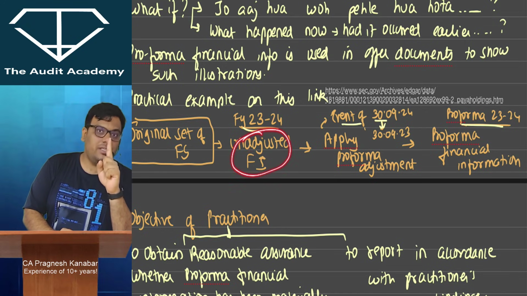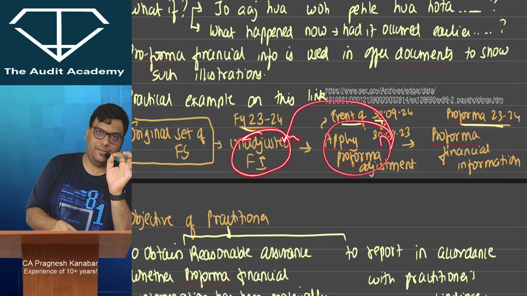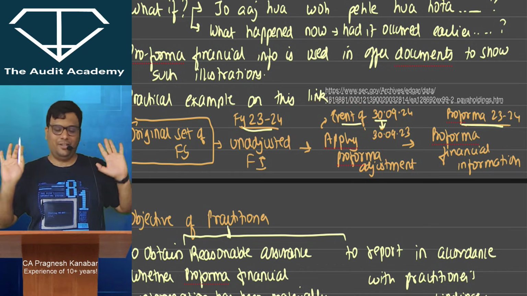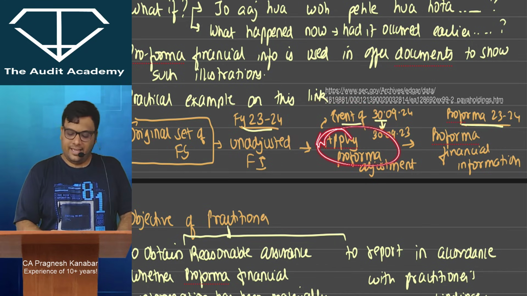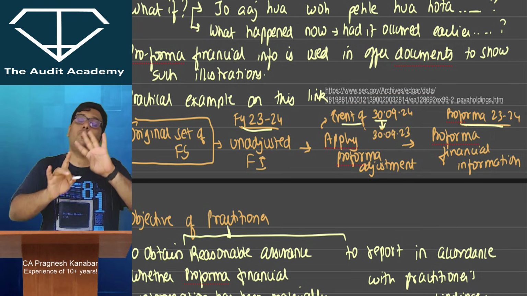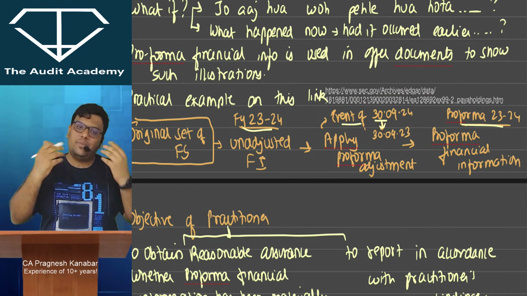One is unadjusted financial information. On that you are going to apply pro forma adjustment. What is pro forma adjustment? To illustrate the impact of an event or transaction on unadjusted financial information, considering that the event or transaction had occurred at an earlier date. All right, okay, so that is pro forma adjustment. And then pro forma financial information, so 3 words. And fourth, this whole pro forma financial information will be prepared based upon some criteria. All right, that particular criteria.